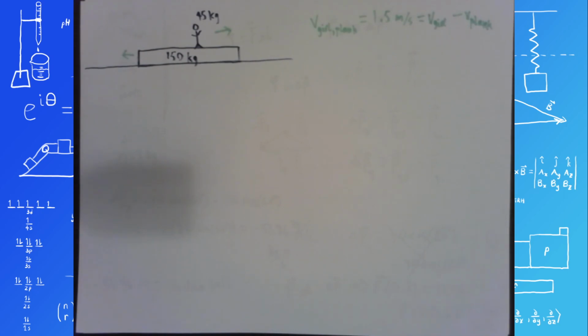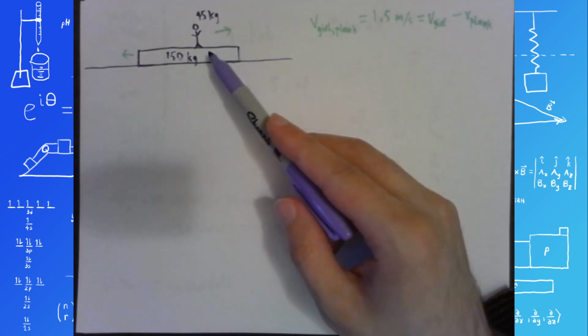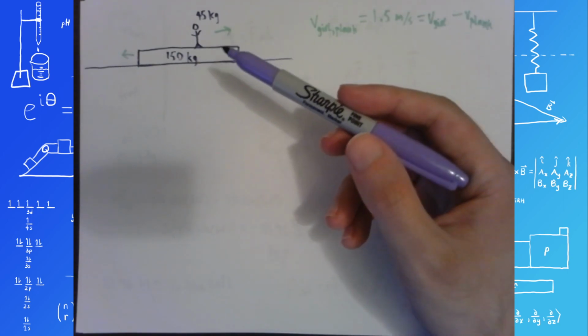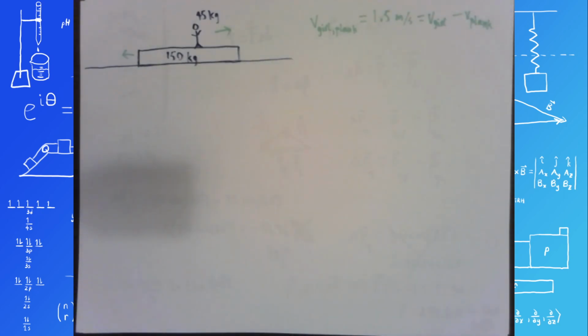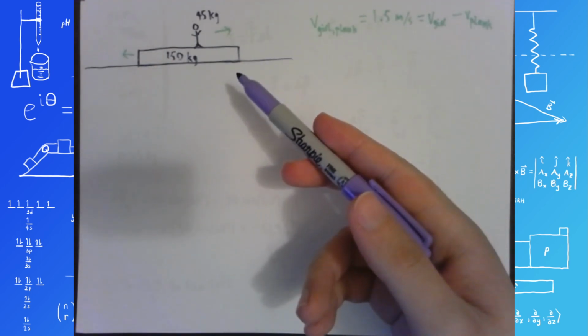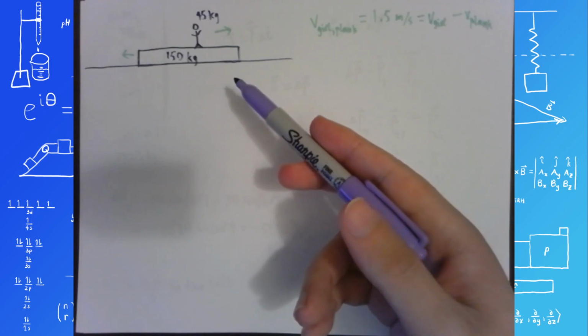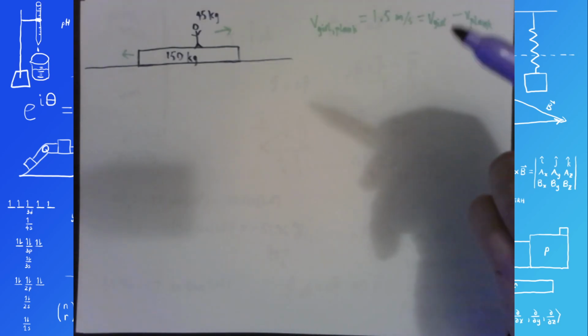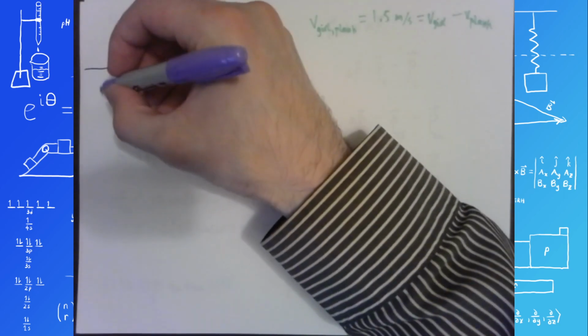We can say that this is equal to V girl minus V plank relative to the ice. Okay, where does momentum figure into all this? Well, since an equal and opposite amount of force is being exerted between the two, and there are no other forces that are causing a change in momentum for either of these objects, we can say that the momentum is conserved.